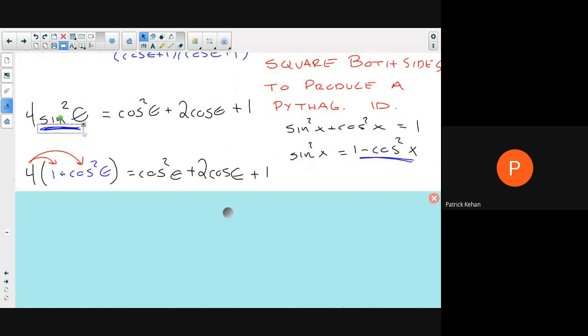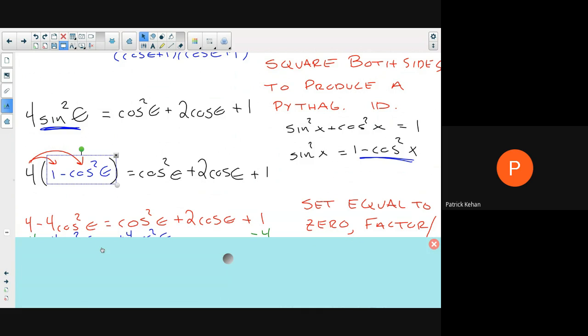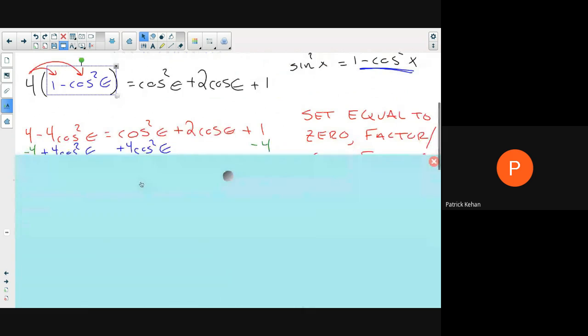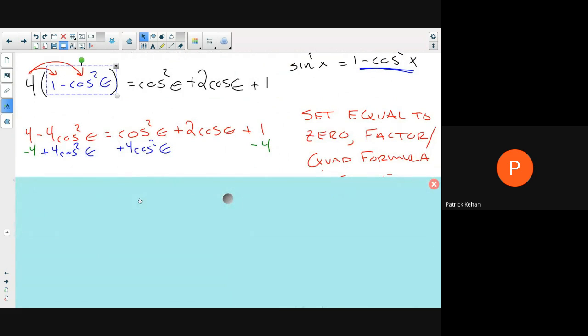So doing so, I replace sine squared theta with 1 minus cosine squared theta, and now I'm going to distribute, because I know this is quadratic in nature, and when we solve a quadratic, we want to always set it equal to 0 first. So we distribute, we end up with 4 minus 4 cosine squared theta, and start setting it equal to 0 now, right? So I personally like to make my quadratic term, that's the term with the exponent of 2, positive. It just makes it easier to factor, in my opinion. So I'm going to move both terms on the left side of the equal sign to the right side of the equal sign, so I have the equation set equal to 0 on the left.